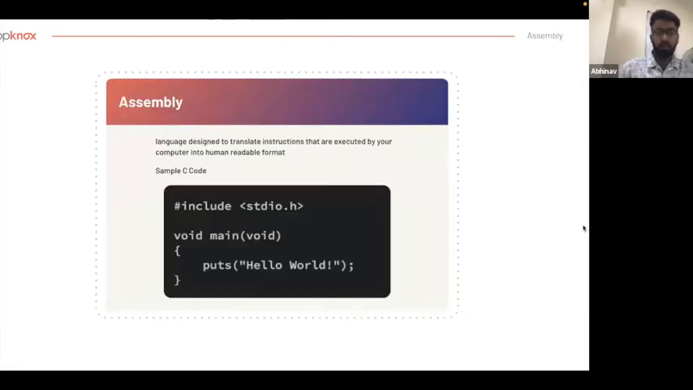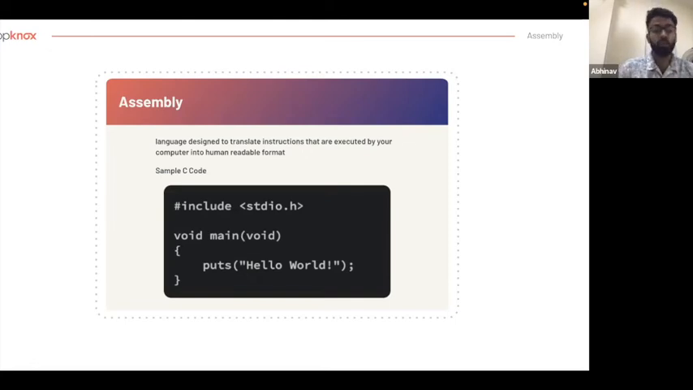So I think we have done a lot of theory. We have defined a lot of things. Finally, it is time to actually look at some assembly code, maybe, and try to do some reversing ourselves. Just to recap what assembly is: it is a language designed to translate instructions that are executed by our computer. The actual code that is being run in our systems is translated into a human readable format.